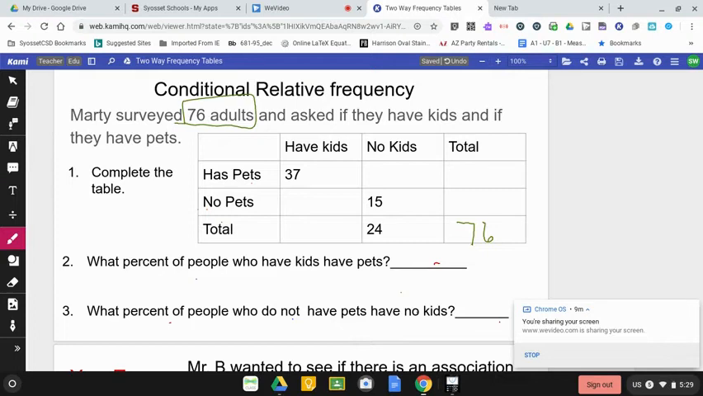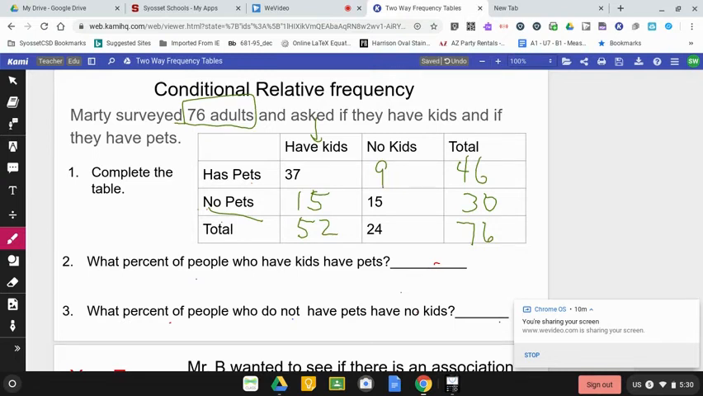76 minus 24 is 52 total people who have kids. And then people who have kids and no pets, I would just subtract 52 minus 37. I'd get 15. And if I add 15 and 15, I have 30 total people who do not have pets. And then if I subtract now 76 minus 30, I have 46 total people who have pets. And 24 minus 15, I'd have 9 people who have no kids and who have pets.